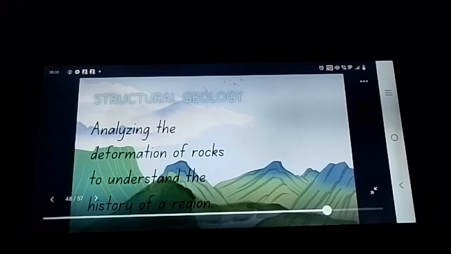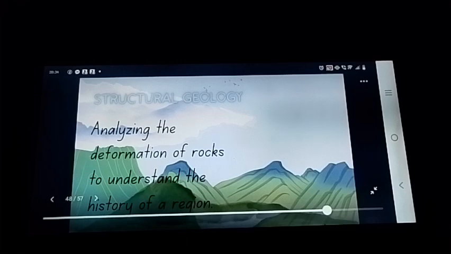Structural geology is the study of deformation of rocks and the forces that cause it. Geologists use a variety of techniques, including field observations, laboratory experiments, and computer modeling. By analyzing the deformation of rock, structural geologists can answer questions like what forces have shaped this region? They can determine the direction and magnitude of the forces that caused the deformation. When did this deformation occur? They can use the principles of stratigraphy and radiometric dating to determine the age of the deformation.